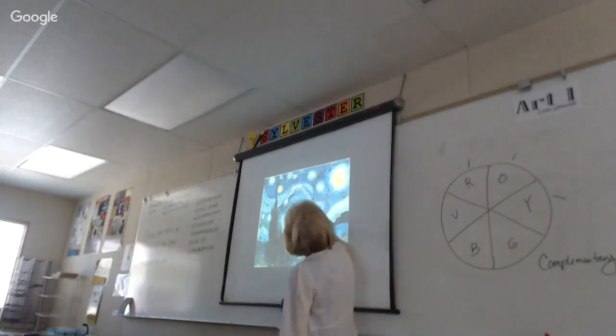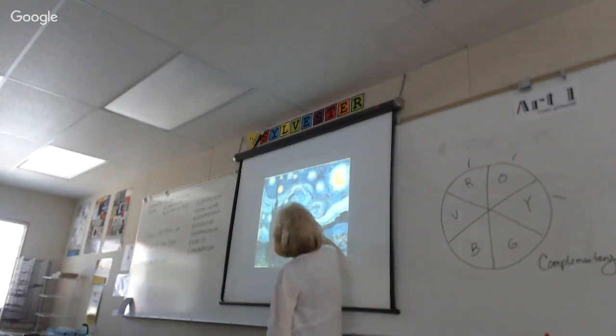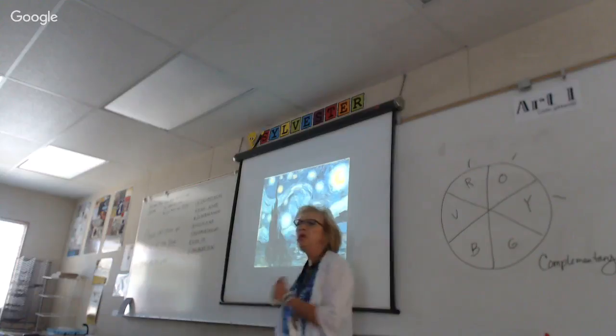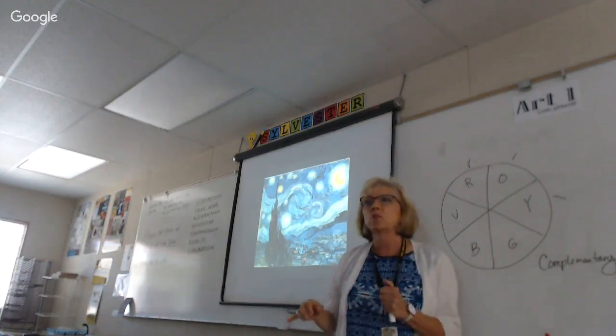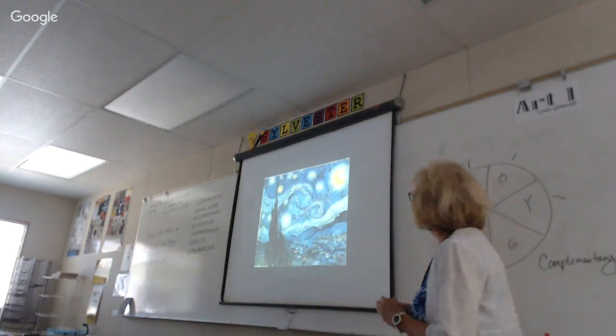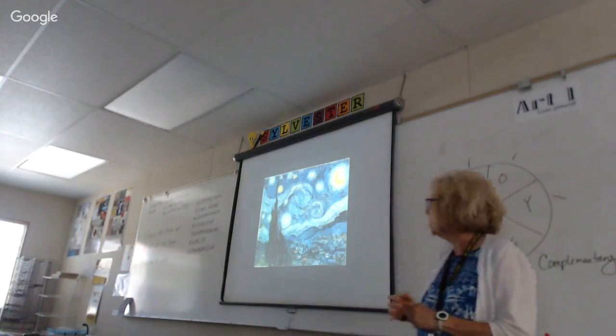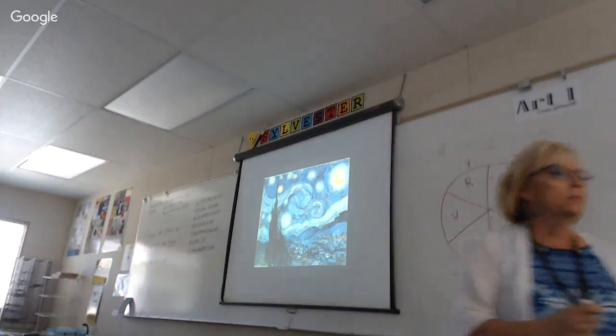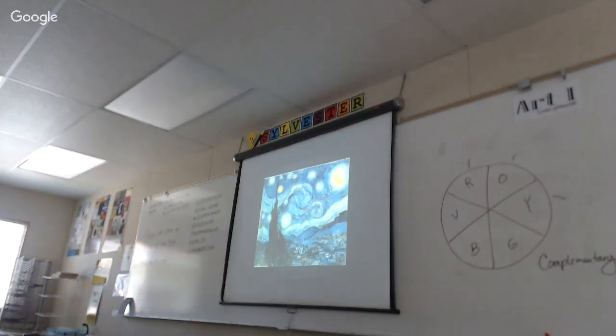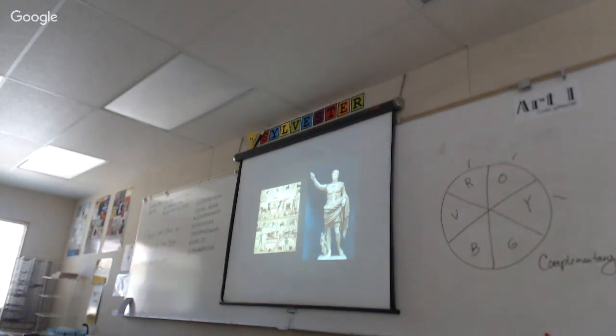But back to the original thing, line. So we've got a really strong horizontal line, but we have all these swirling spirals. What do you think he was trying to express in this? Movement. Excellent. So lines are very powerful, and direction is very powerful. And Van Gogh is one of my favorites. Once again, you can see direction happening here.